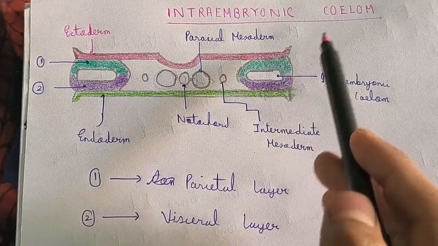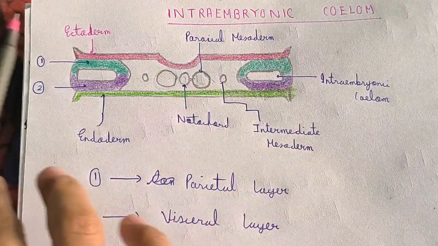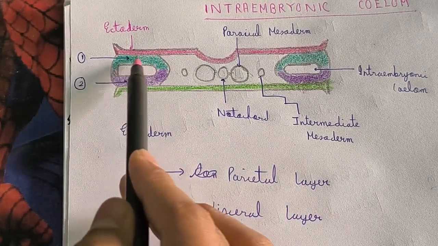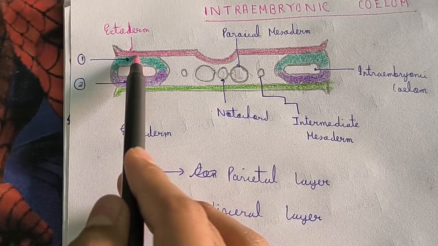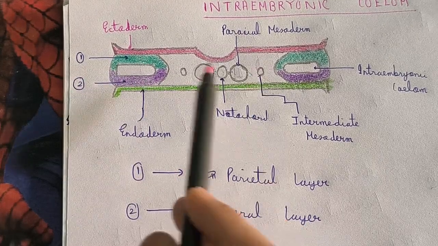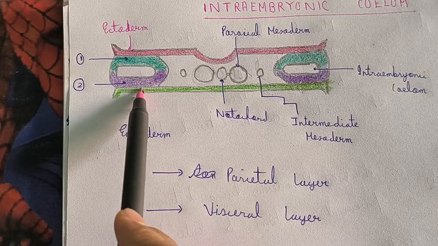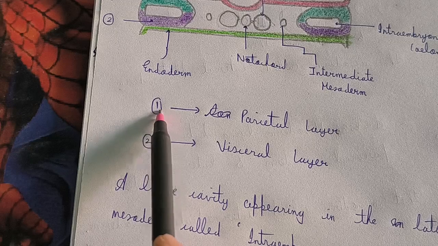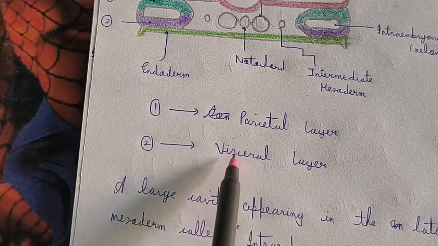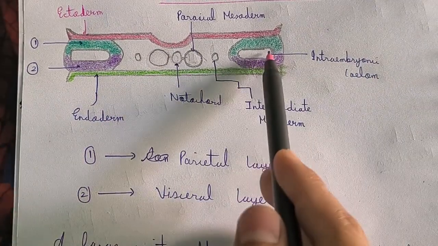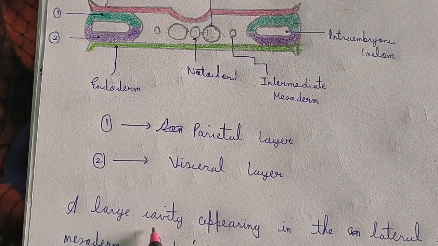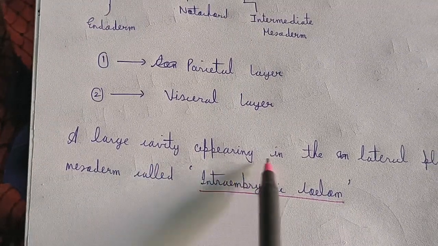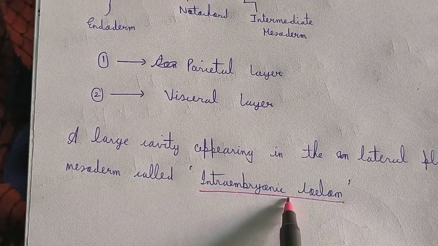Before understanding the subdivision part, you should understand that this is the ectoderm and this is the endoderm. Now this layer of the lateral plate mesoderm is in contact with the ectoderm, and this is known as the parietal layer, and this is in contact with the endoderm, and this is known as the visceral layer. So I have written that one is a parietal layer and the second one is a visceral layer. You can also notice that I have written that a large cavity appearing in the lateral plate mesoderm is called intraembryonic coelom.